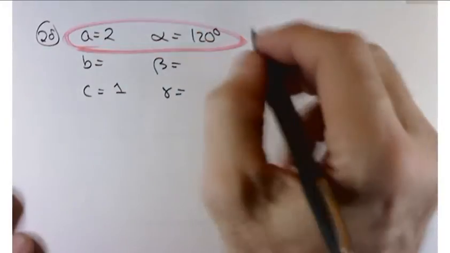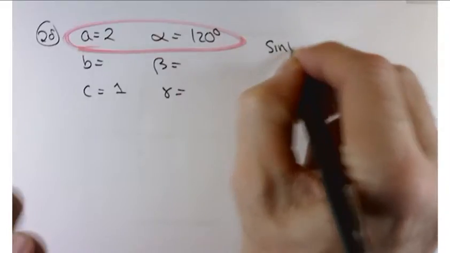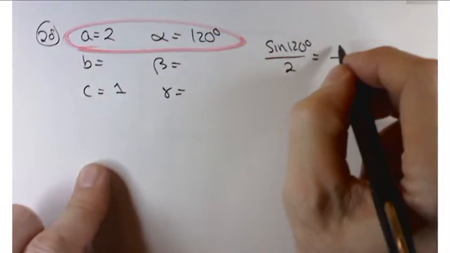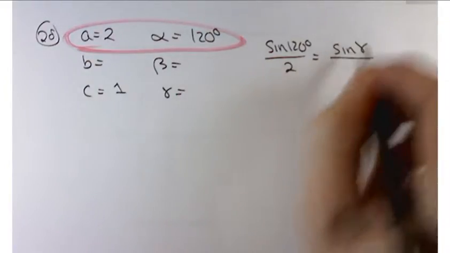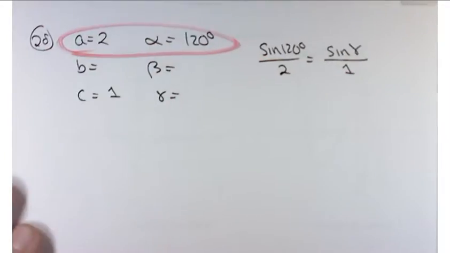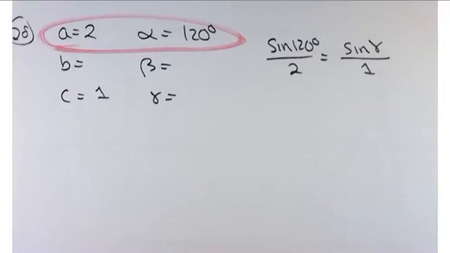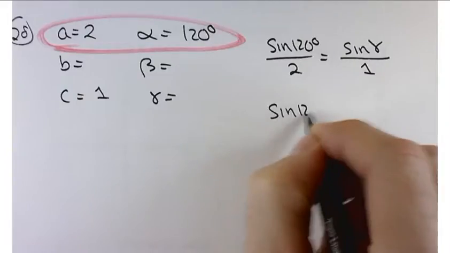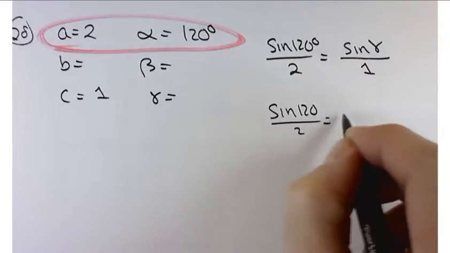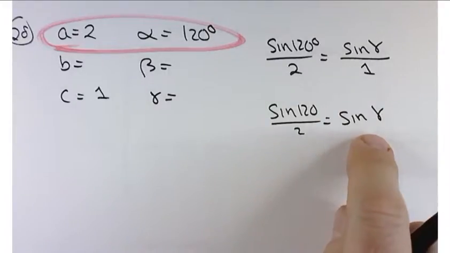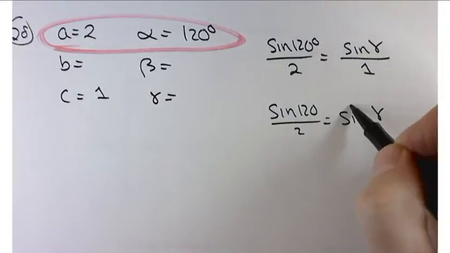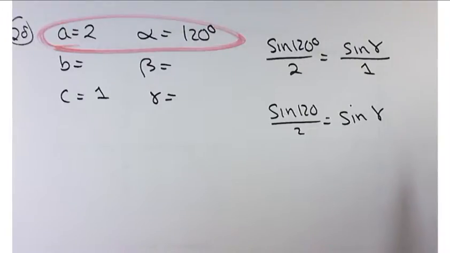So let's set that up. That'd be sine of 120 degrees divided by 2 equals what? Sine of gamma over 1. Like I promised, this one's going to be a little bit different. What's the unknown that I'm solving for here? It's gamma. So how am I going to get gamma by itself? Not quite. All right, but how are you going to solve for it? You can't really multiply here. Charbel?